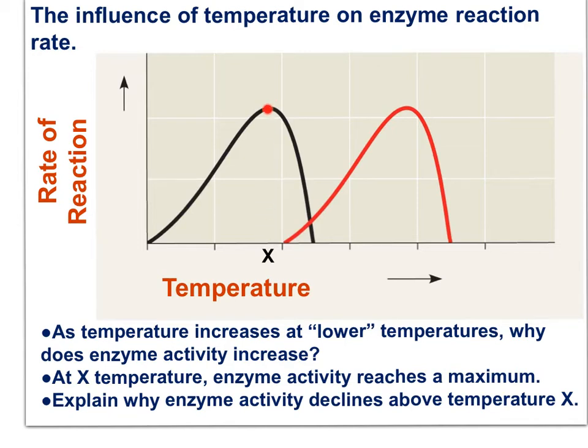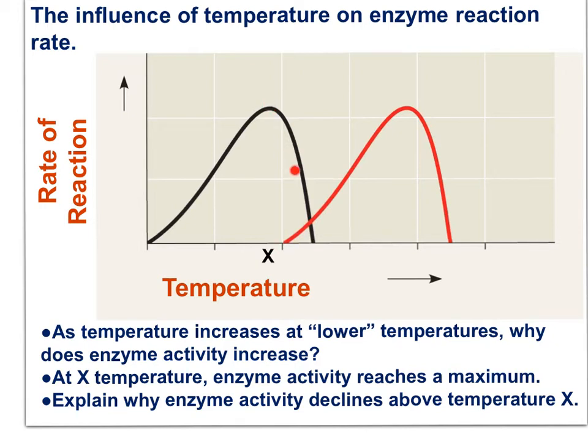The shape of the active site retains high specificity for the substrate, despite the increase in molecular motion with the increase in temperature. Now, explain why enzyme activity declines above temperature X. The tertiary shape of the enzyme has been disrupted due to the increased molecular motion. The active site no longer binds the substrate, so the rate of reaction declines above temperature X.